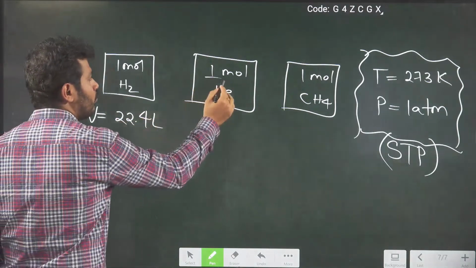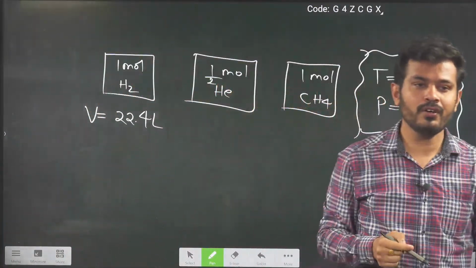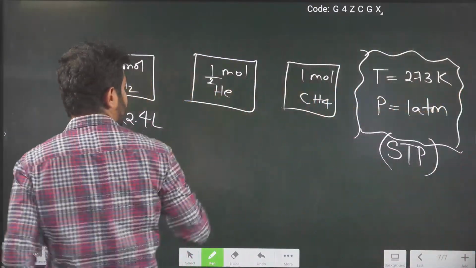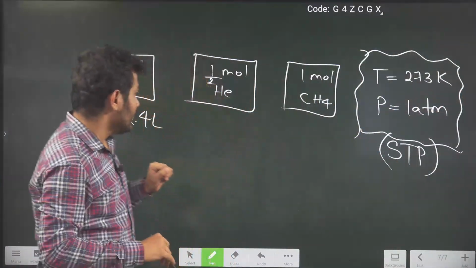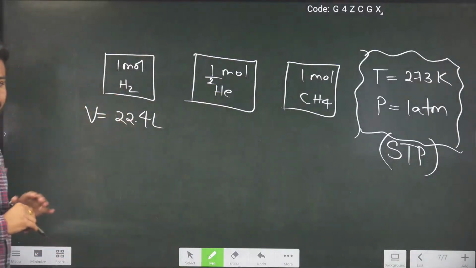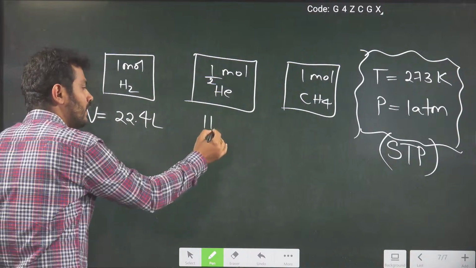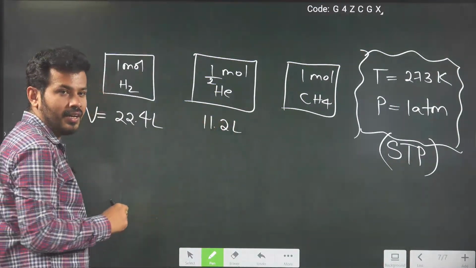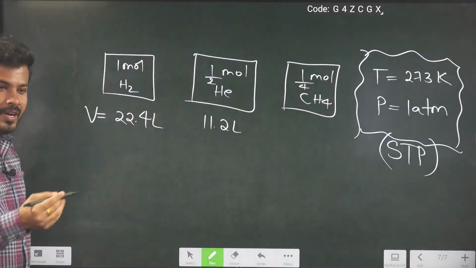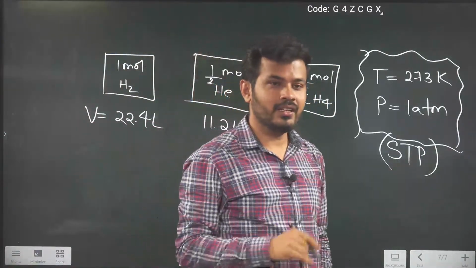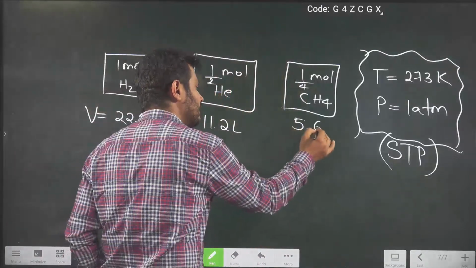Let us say it is not 1 mole, but half mole of helium. Then what will be the volume? We know that at STP condition, 1 mole of gas will be 22.4 liter. Then half mole will be how much? 11.2 liter. Very good, you guys are awesome. In the last case, I am not taking 1 mole. Rather, let us say it is 1/4 mole of methane. Then how much will be the volume? It is again half of that, which is 5.6 liter.